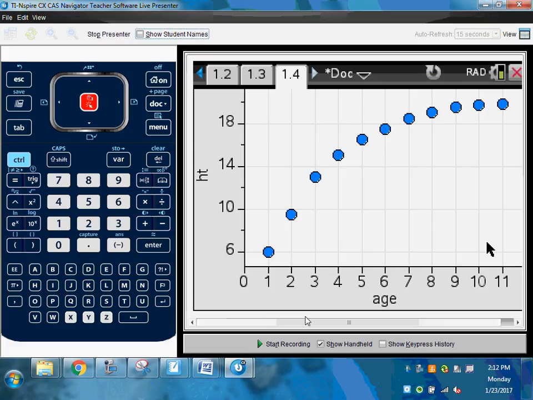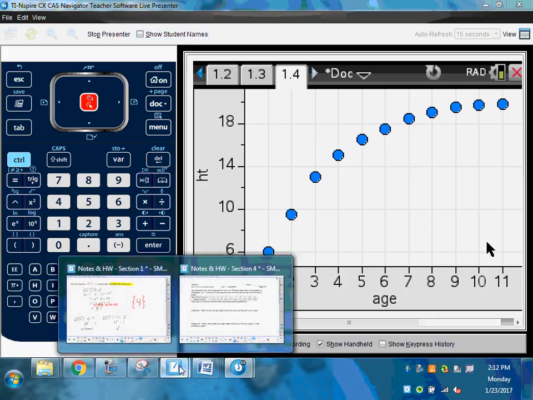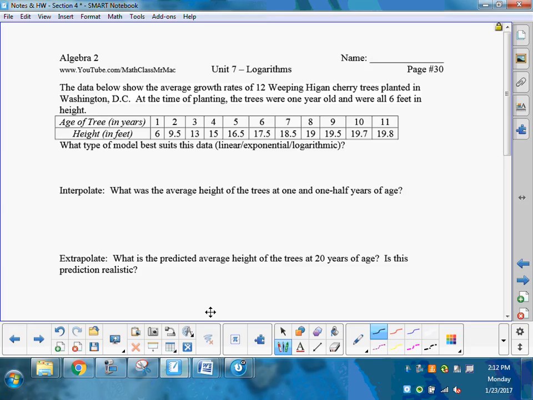But when you go through and do this, the data is going to increase. It's just not going to go at a colossally different amount. What type does this fit? Well, this is logarithmic.